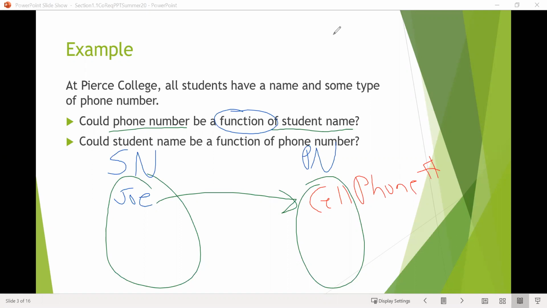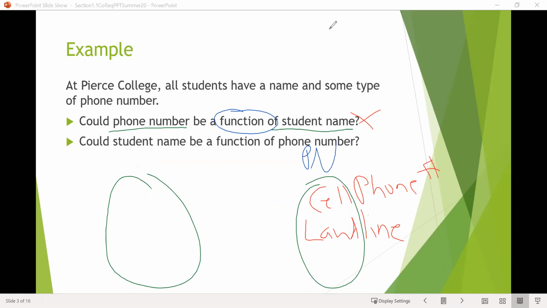Well, if Joe has a landline for some reason, which are becoming more and more obsolete by the day, his name could also be mapped to that landline number. In this case, notice this is now not a function because Joe's name is going to two different outputs. So it's an example of something that is not a function. It turns out that one could not be written as a function.